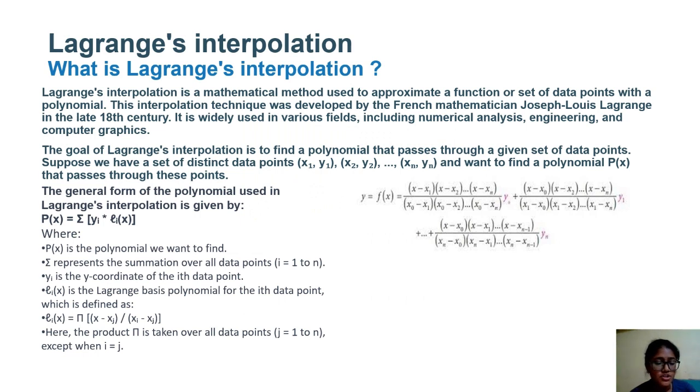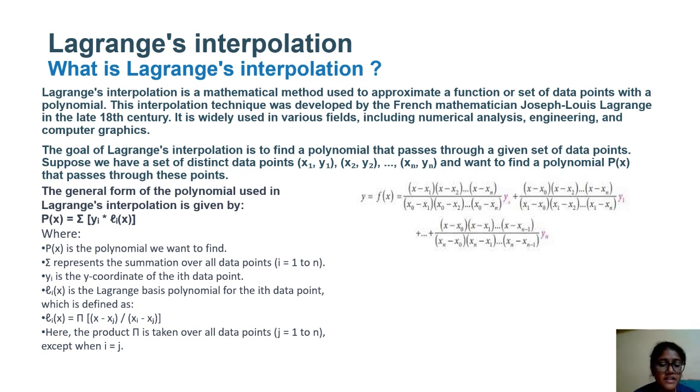Lagrange's interpolation. So what is Lagrange's interpolation? Lagrange's interpolation is a mathematical method used to approximate a function or a set of data points with a polynomial. This interpolation technique was developed by the French mathematician Joseph-Louis Lagrange in the late 18th century. It is widely used in various fields including numerical analysis, engineering, and computer graphics.